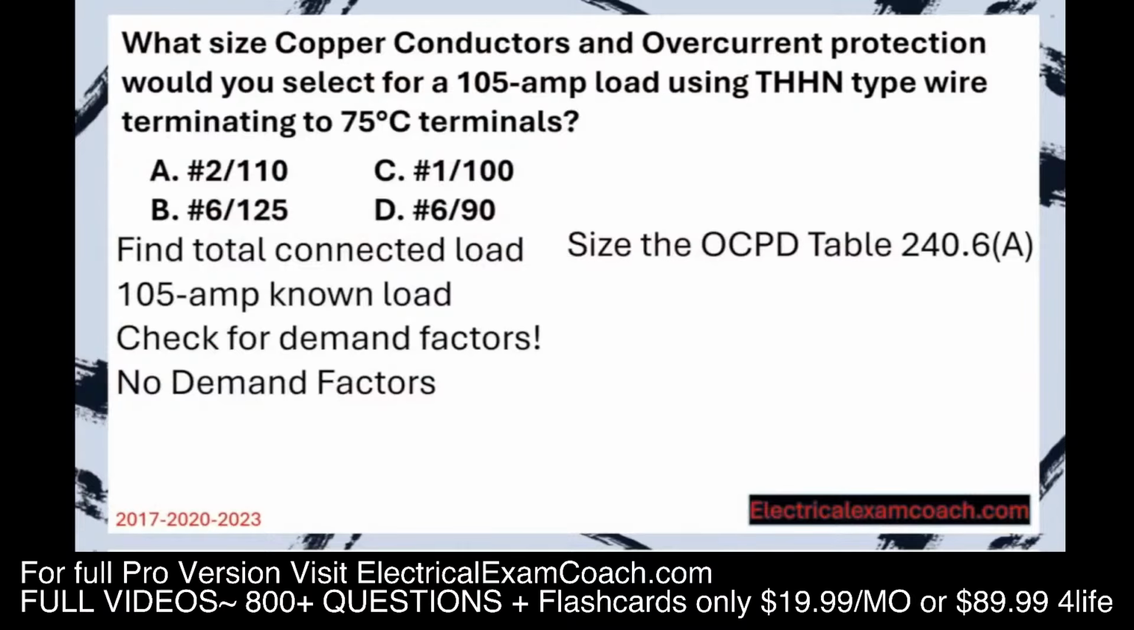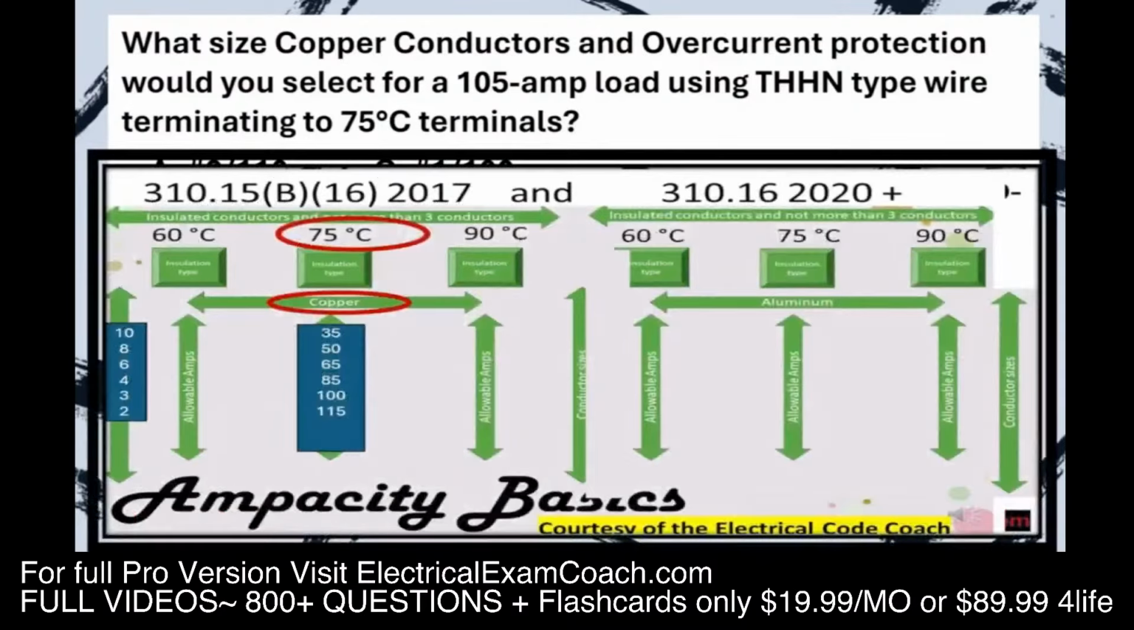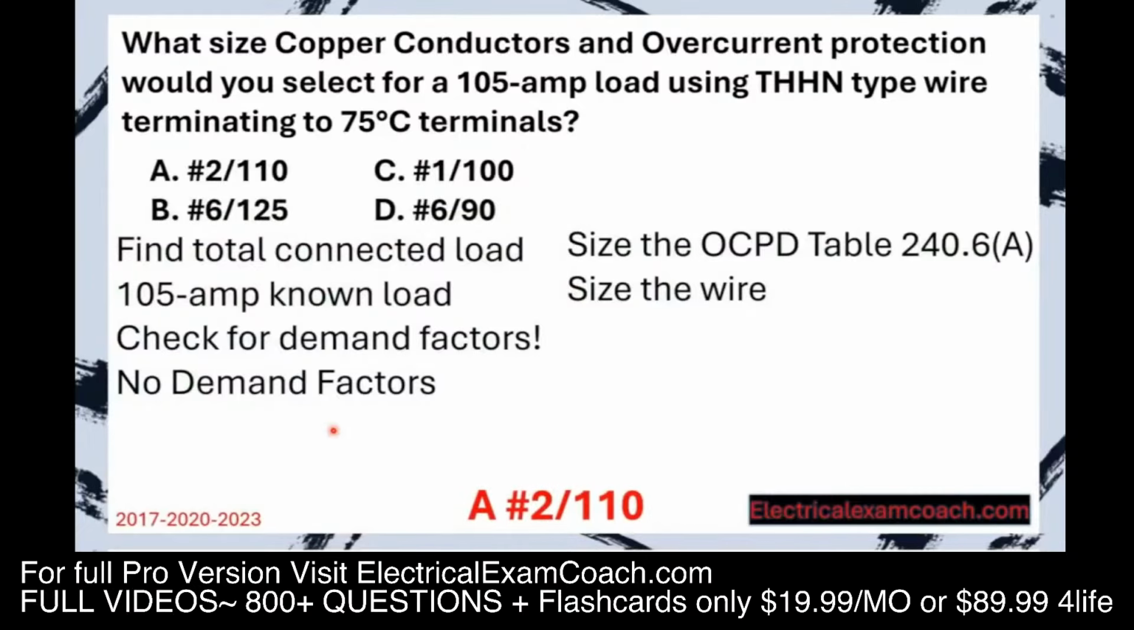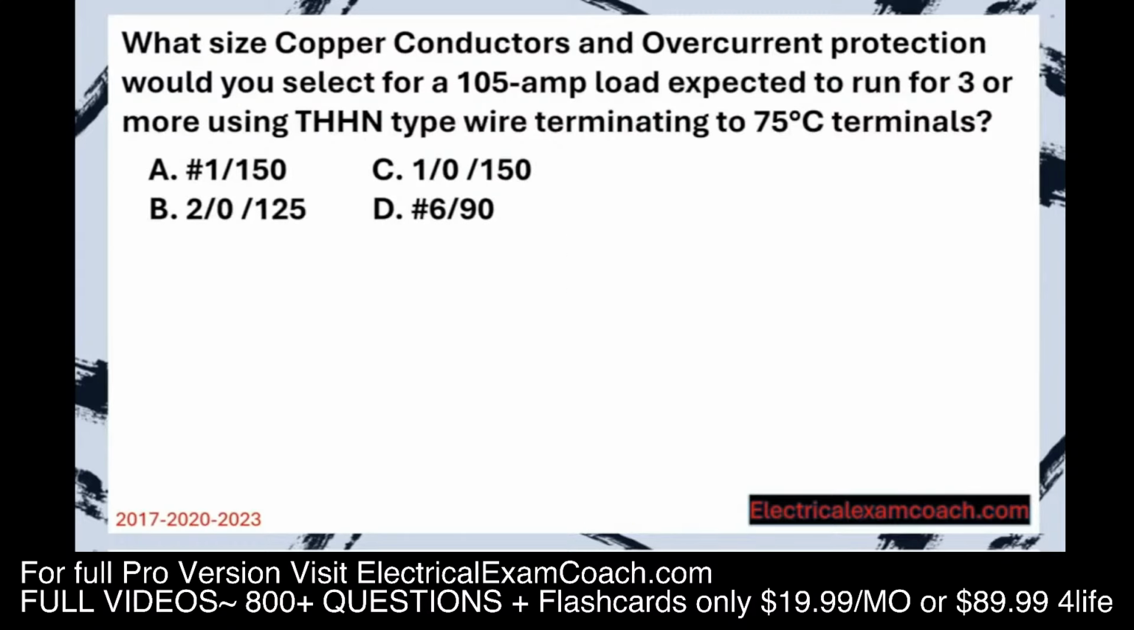Now, let's size the wire. For that, we head to our primary ampacity table. The known load's 105 amps. We're on the copper side of the table because that's what the question said. We're in the 75 degree C column. And we go down and find a wire that covers the known load, 105 amps, and we're going to end up with a number 2 wire on a 110 amp breaker. Great job.